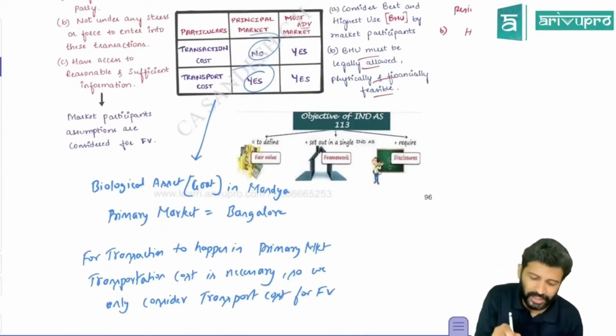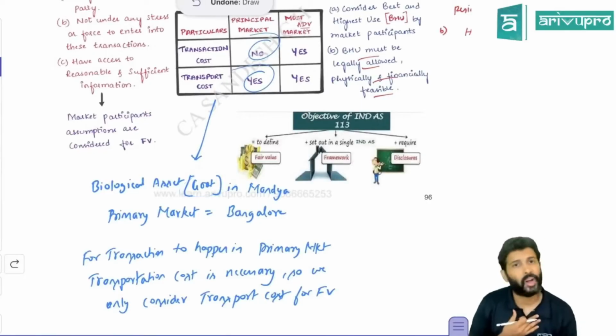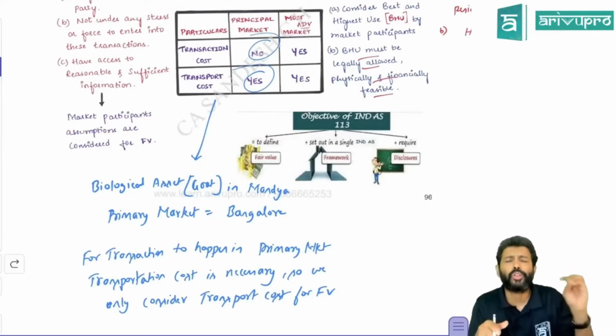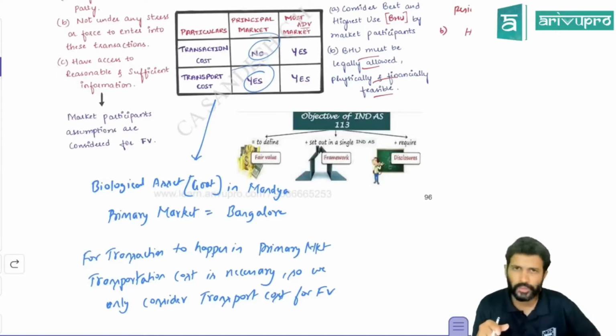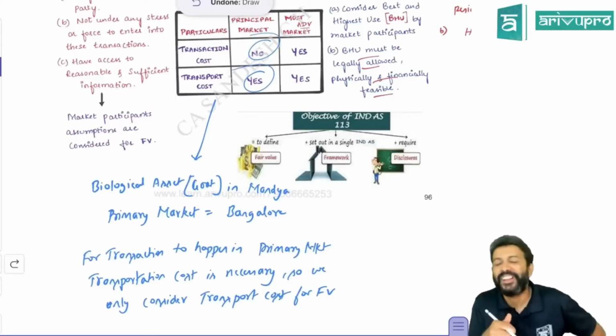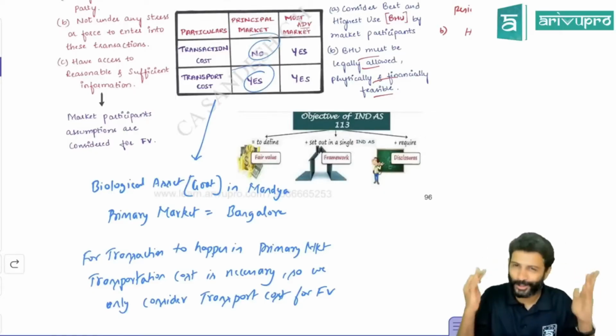Let's say I have a biological asset, a goat. I'm a goat dealer. I buy and sell goats. I use them for my business, or sometimes I sell them. So I own a biological asset, a goat, which I want to sell. But I'm in Mandya, one of the places in Karnataka.